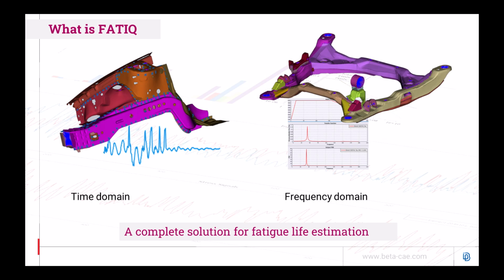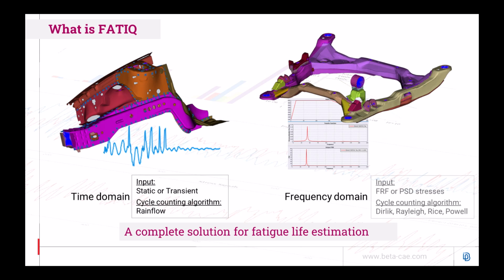FATIQ can predict life and damage using the stress-life method and the Palmgren-Miner damage accumulation rule. It works for problems in time domain with pseudostatic or transient input. The cycle counting is performed with the rainflow algorithm. FATIQ also handles problems in frequency domain with frequency response function or PSD stresses as input. In this case, the available cycle estimation algorithms are the Dirlik, Rayleigh, Rice, and Powell.